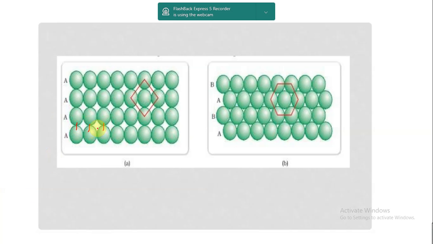So if you see one atom, it is surrounded by how many atoms at a time? It is in contact with 1, 2, 3 and 4 atoms at a time. And if you join the centers of all the 4 atoms, it will form a square. So it is a square closed pack structure.